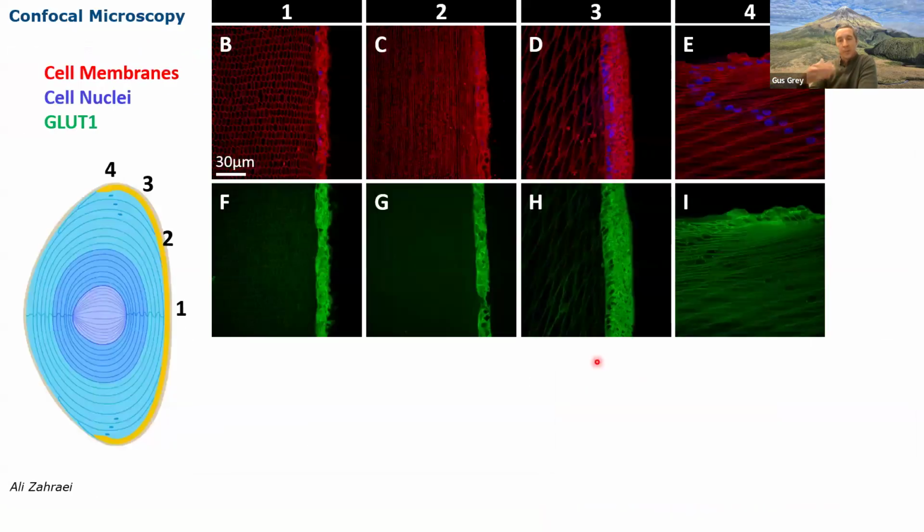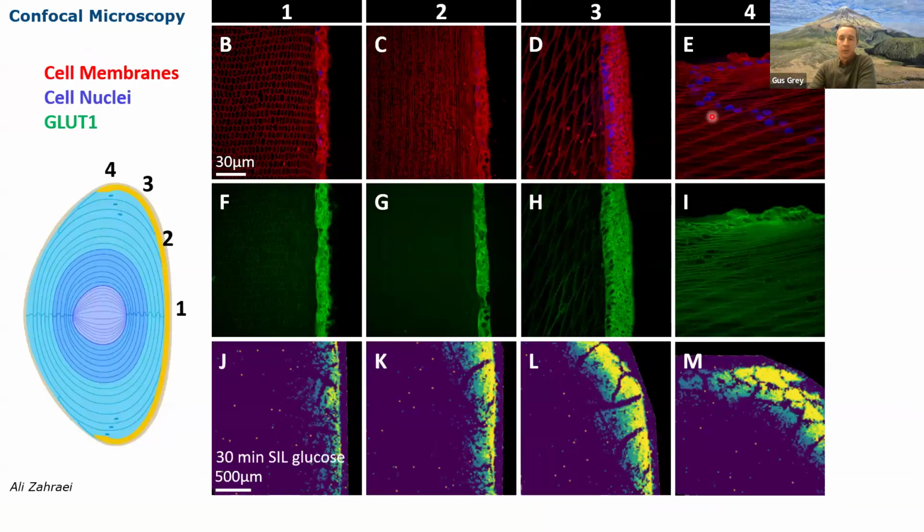And then we've come in with an antibody. Unfortunately, there's no really good GLUT3 antibody, but we've been able to label GLUT1 antibody. So on the top, you'll see cell membranes and cell nuclei labeled in red and blue, respectively. We've got our GLUT1 glucose transporter labeled in green in the middle panels. And you can see by panel I, which is in this region here, region 4, you can see the GLUT1 is abundant in those cells and it's extending into those fiber cells.